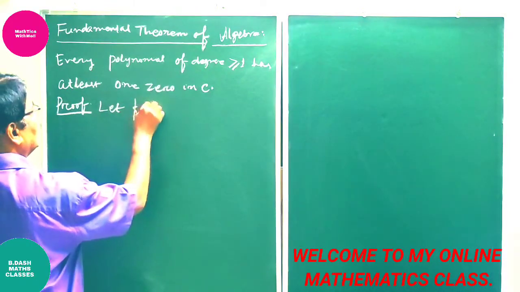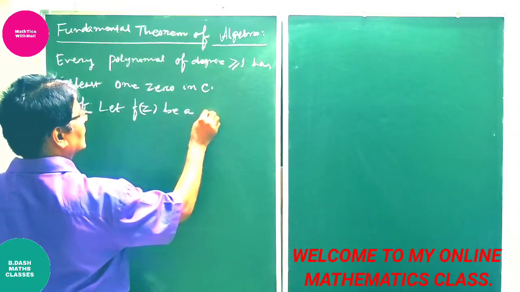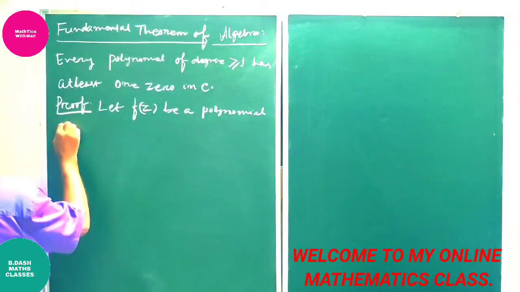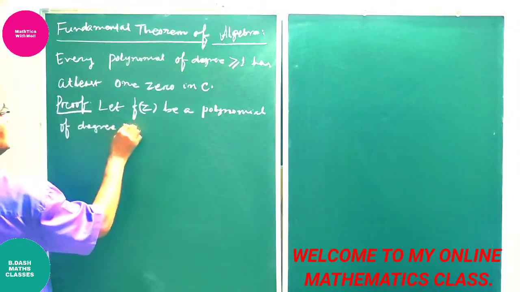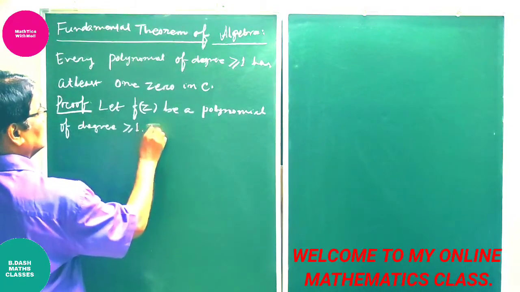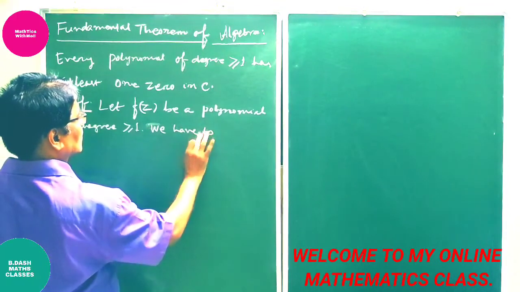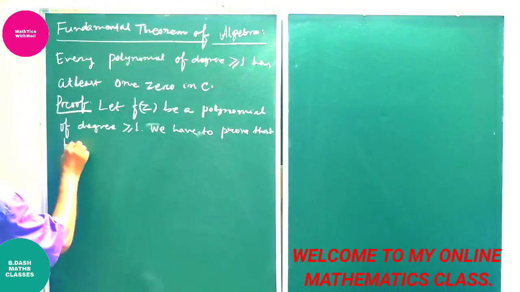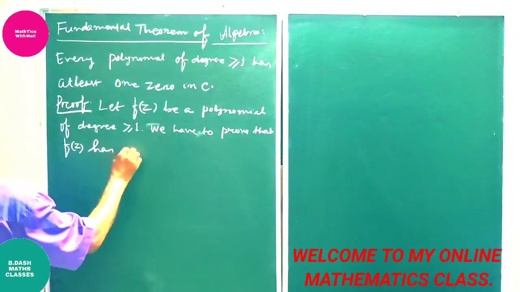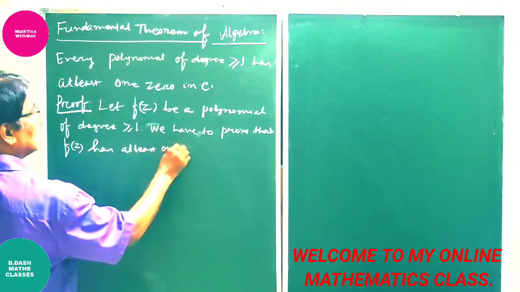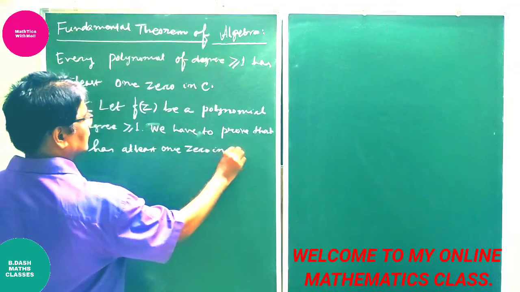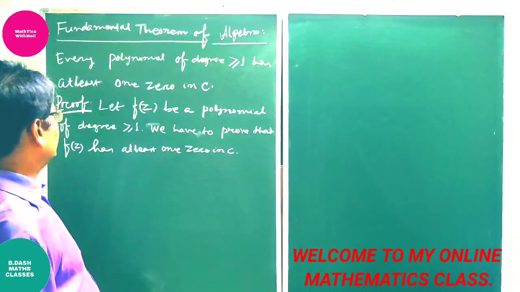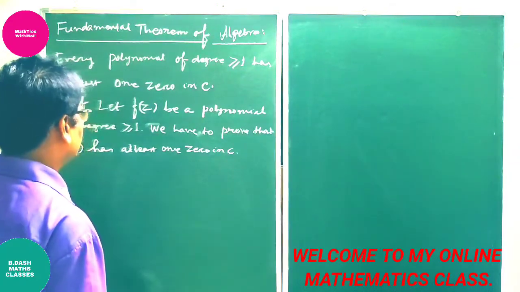Proof. Let f of z be a polynomial of degree greater than or equal to 1. We have to prove that f of z has at least one zero in C. So we are taking f of z as a polynomial of degree greater than or equal to 1. We have to prove that f of z has at least one zero in C.